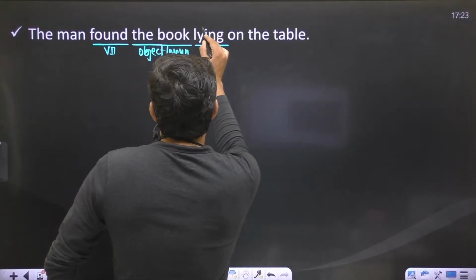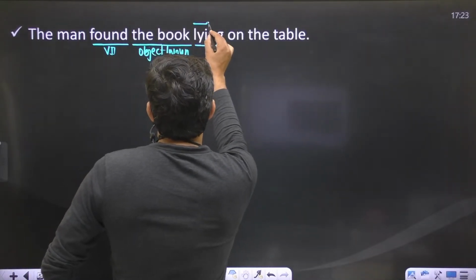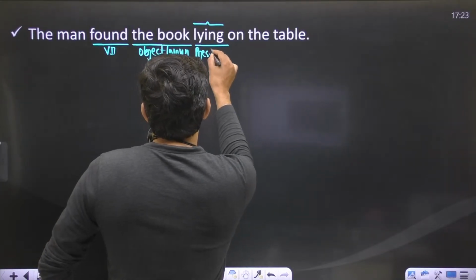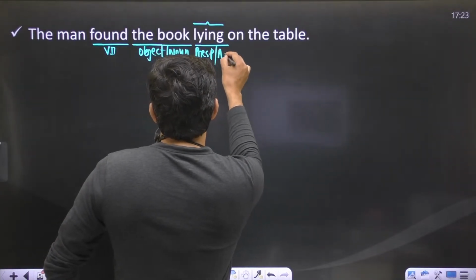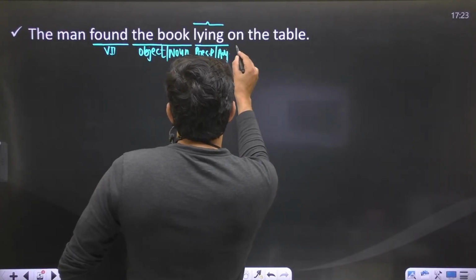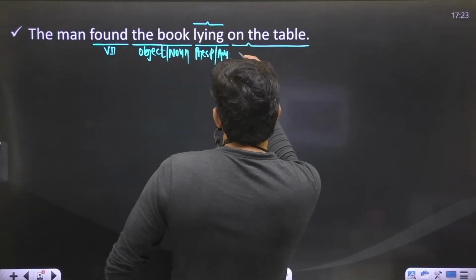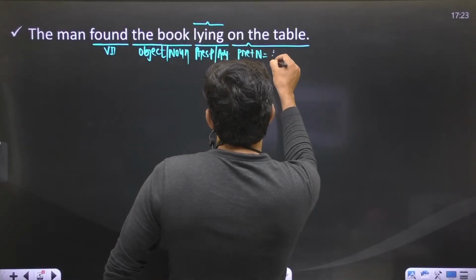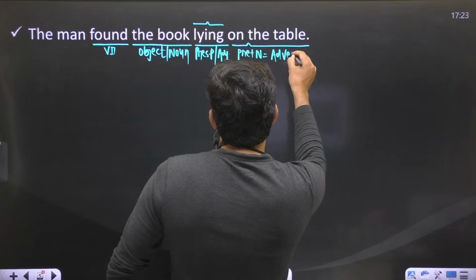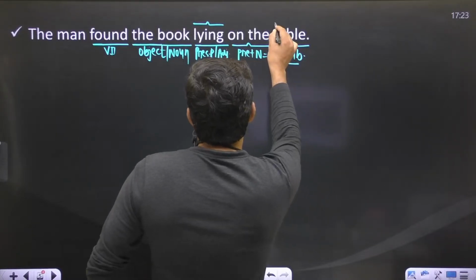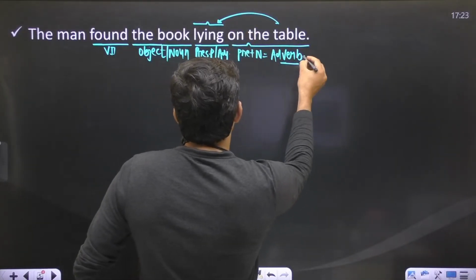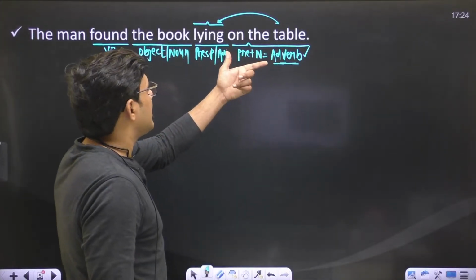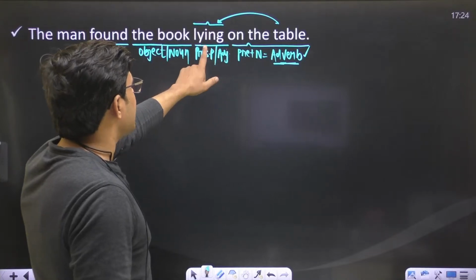This word lying is what? This word lying is first form plus ing, this is present participle, and present participle acts as an adjective. And again preposition plus noun, this is a phrase. And now this phrase, to qualify an adjective lying, now becomes what? Adverb. It again becomes adverb. So on the table is going to qualify lying, right?